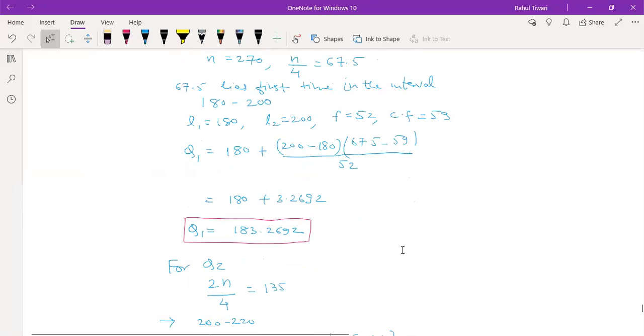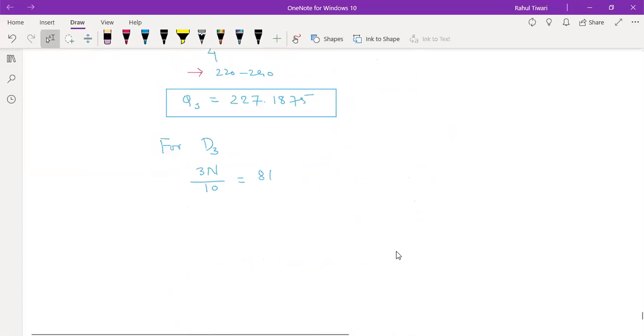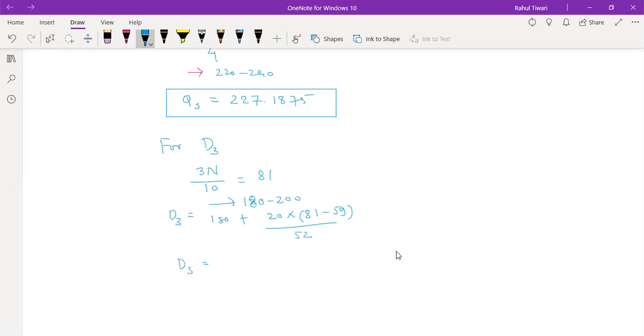The answer is going to change a little bit. So D3 will be calculated because the interval is now 180 to 200. Therefore D3 is going to be 180 plus, this is the 20, into 81 minus CF. So CF is 59, divided by F, so your F is 52. If you do this calculation, check it, you may get the answer 188.46154.